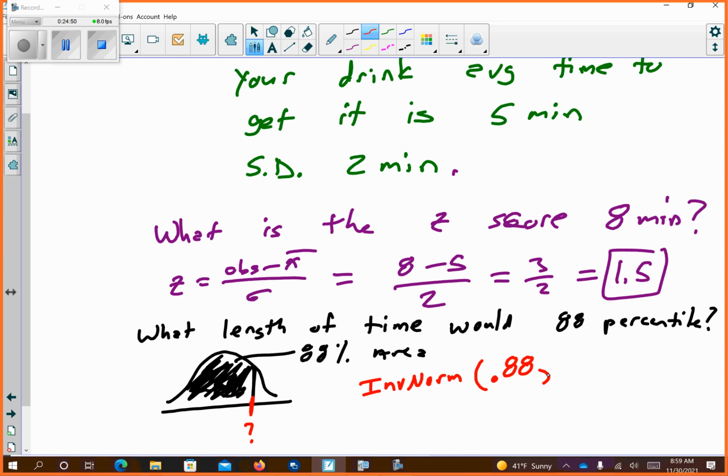What comes next? Yeah, so the mean is 5, the standard deviation is 2. Can someone who has a calculator do that for me? Inverse norm, 0.88, comma 5, comma 2. 7.34. How much? 7.34 minutes.